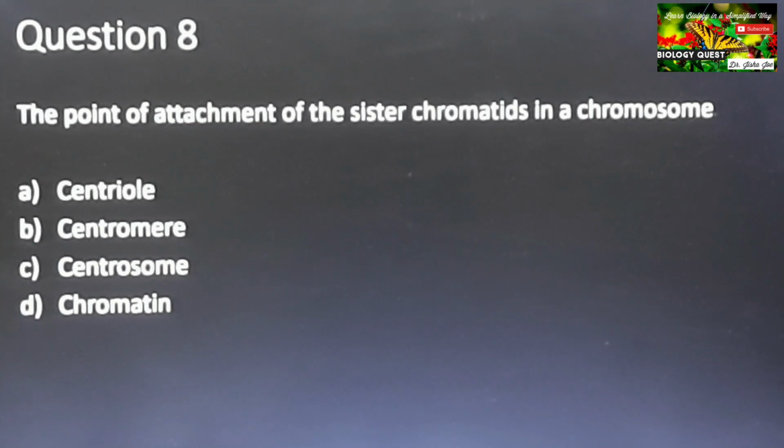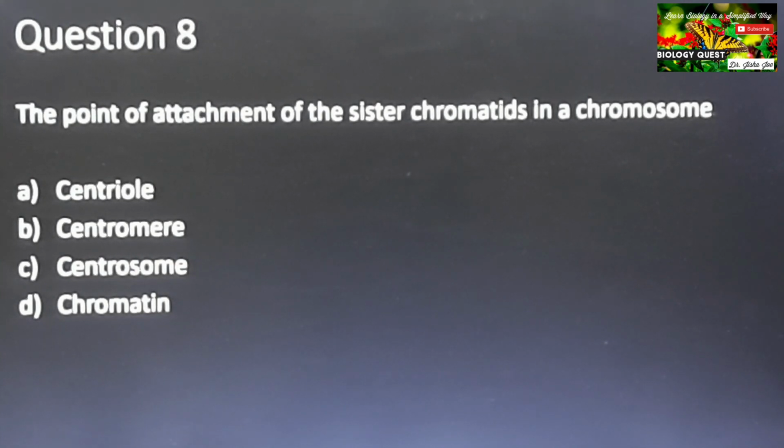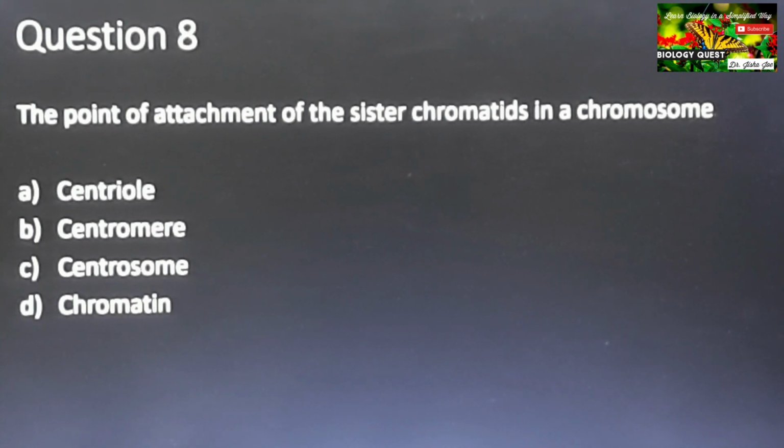Okay, centromere is the region where the 2 sister chromatids are attached in a chromosome. Option C, centrosome. Centrosome is a cell organelle that is present only in animal cells, and the centrosome has the 2 rod-shaped centrioles present in them. Just before cell division or during the prophase stage of cell division, the centrosome divides or duplicates, and the centrioles start moving to the opposite poles of the cell.